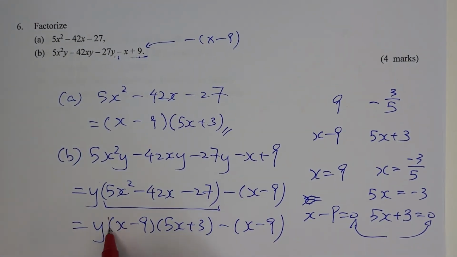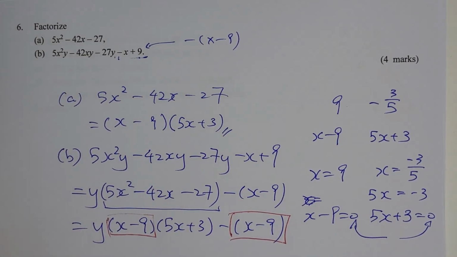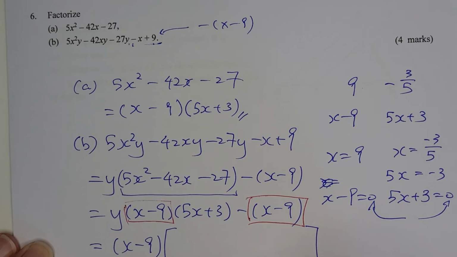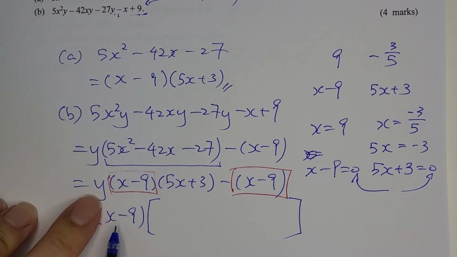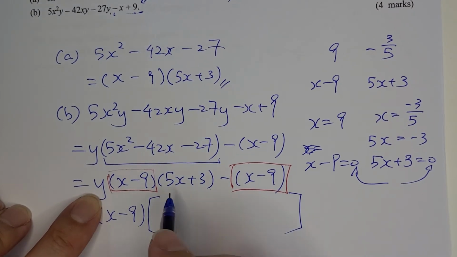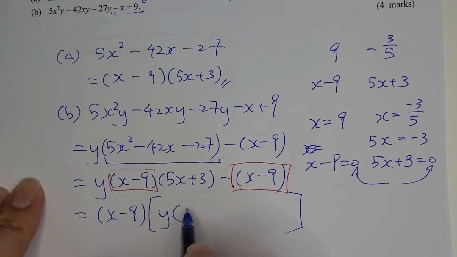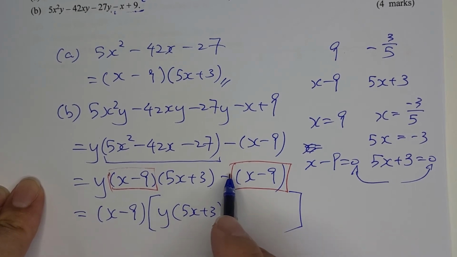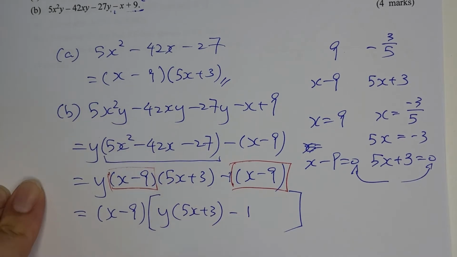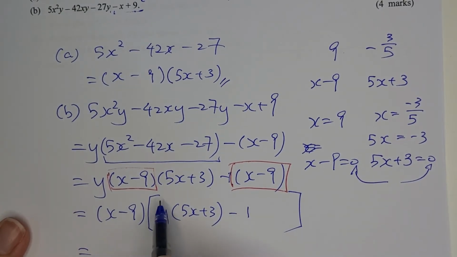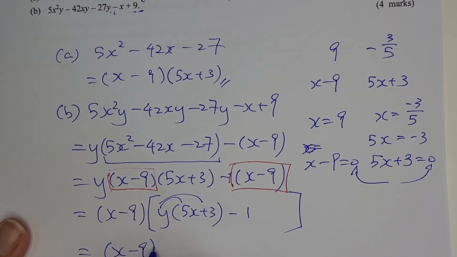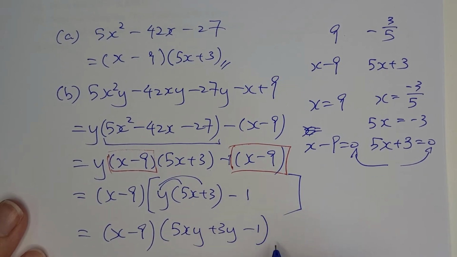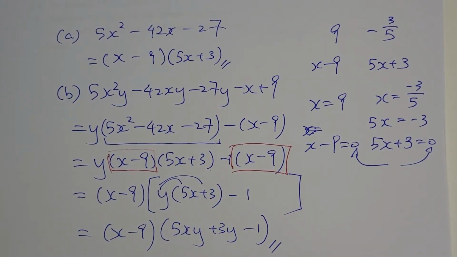Now you can see that these two terms have a common factor. So take out the common factor x minus 9 and then give the square bracket. The first one, it left y small bracket 5x plus 3, so write down inside the square bracket y bracket 5x plus 3. And the second one, you take out all the factor x minus 9, but you still have the hidden 1 here, so minus 1. Okay, so final answer, you need to multiply y inside the small bracket. Final answer, x minus 9 times 5xy plus 3y minus 1. That is your final answer for part B.